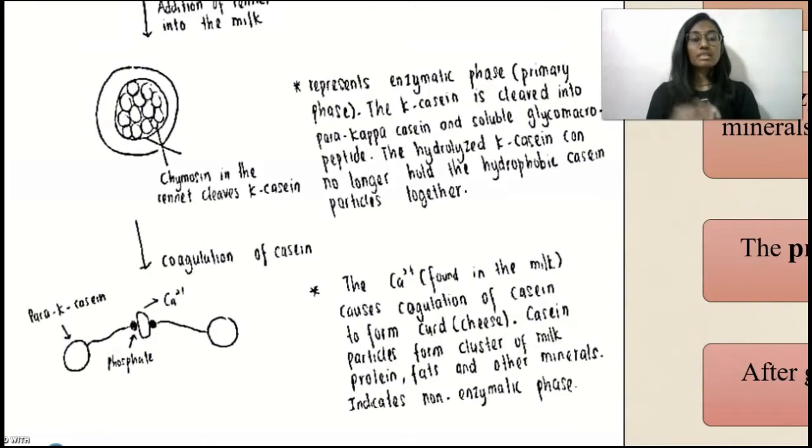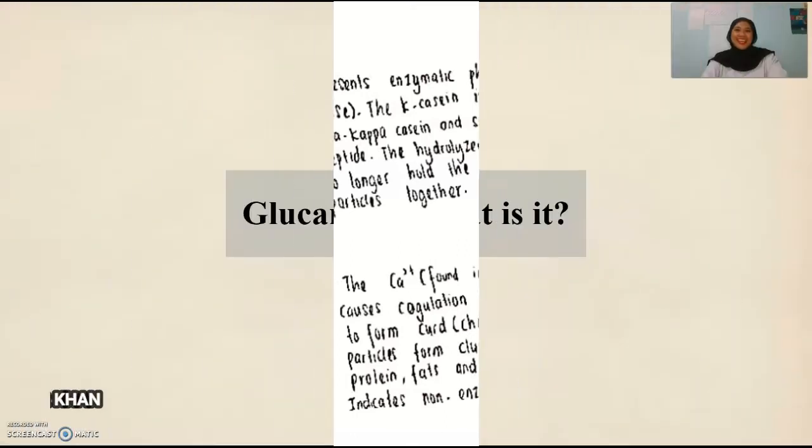The non-enzymatic phase happens naturally because calcium ion is found in the milk. Calcium ion will cause all the released casein protein to coagulate together, forming a curd. So this is the non-enzymatic phase. The casein particles now form clusters of milk proteins, fats, and other minerals.